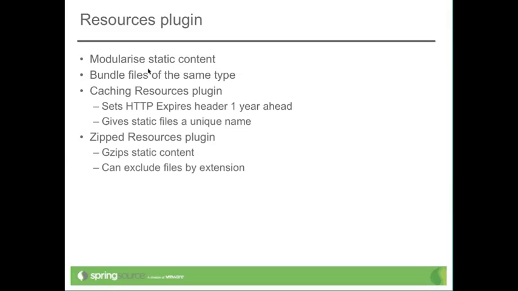There are additional plugins that hook into the core resources plugin that provide extra features. The caching resources plugin handles that expires header that I was talking about, and will set the expires header to a year in advance for any of your configured resources, your JavaScript, CSS files. It also gives static files a unique name, so that that name only ever changes when the content of the associated file changes. And that ensures that although the expires header is a year in advance, if you change something, the user will still get the latest version of the resource because it now has a different name.